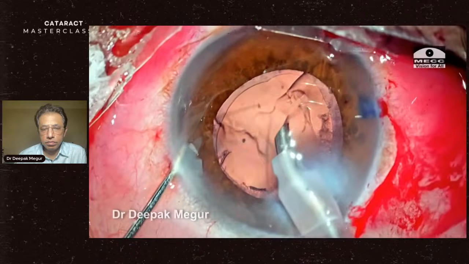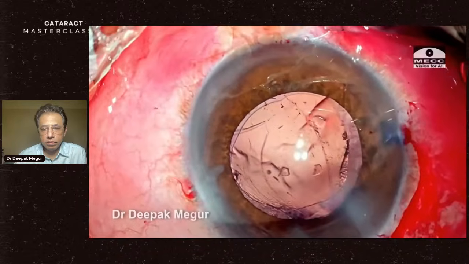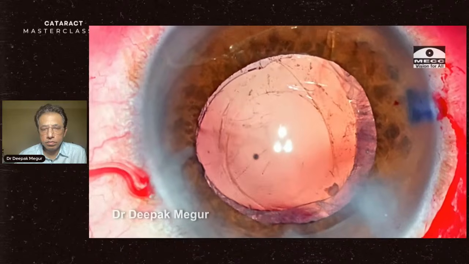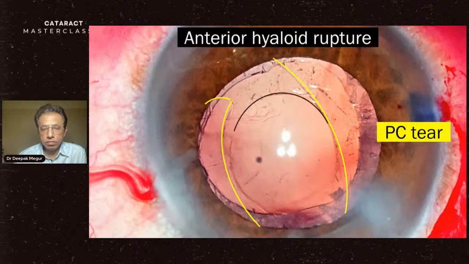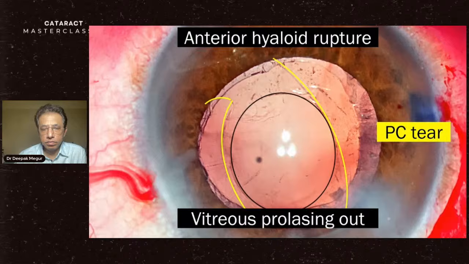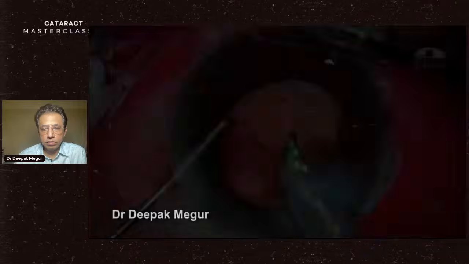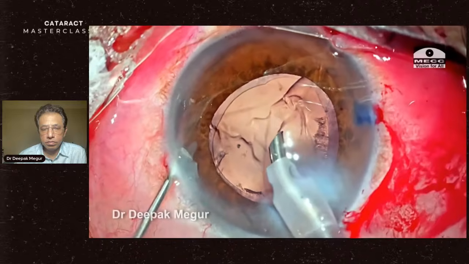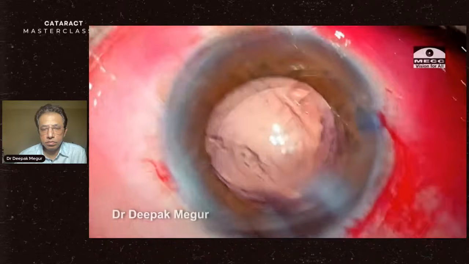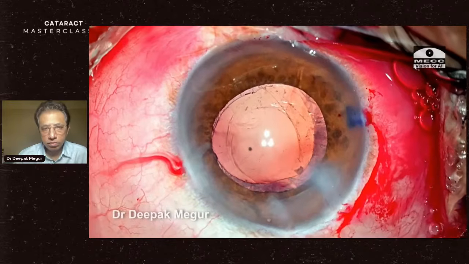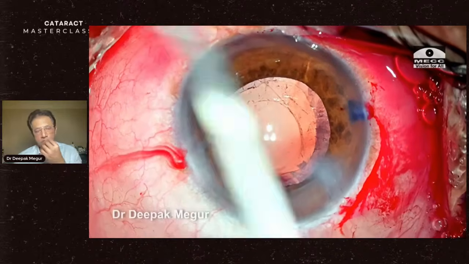The phaco end piece comes out and the AC shallows. Now, as the AC shallows, we can see a ring appearing. This is the anterior hyaloid rupture happening and the vitreous collapsing out. This was a costly mistake. If I had not allowed the anterior chamber to shallow and if I had injected dispersive OVD before coming out, the anterior hyaloid rupture and the vitreous prolapse could have been prevented.